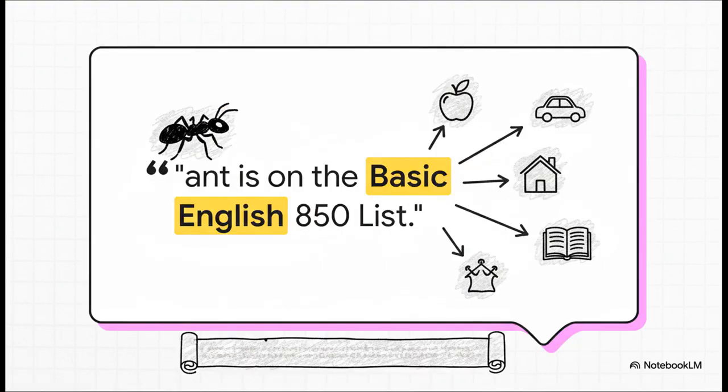But then, as I was looking at the source, this one little sentence just popped right out at me. "Ant is on the Basic English 850 list." And suddenly, our little case study connects to something huge. Okay, so this isn't just some random simple word. No. It's part of a system. It's part of a list.